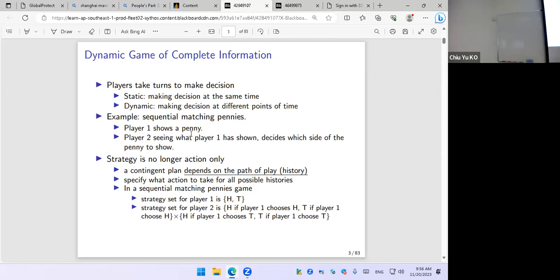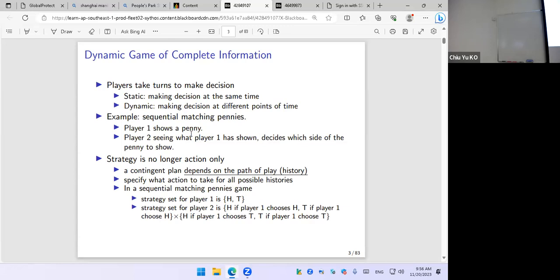Okay, now I make player 1 move first. For sure, you will obviously see what happened is player 2 always wins, right? Because whatever player 1 shows, player 2 just shows the same, right? By winning the game. Okay, by changing the timing, you change a lot of stuff.